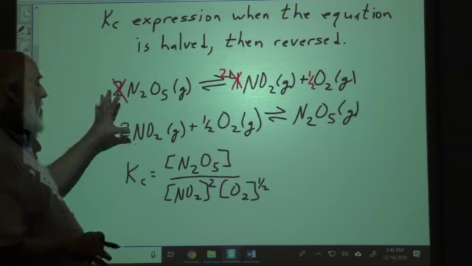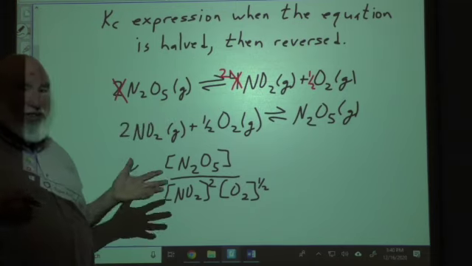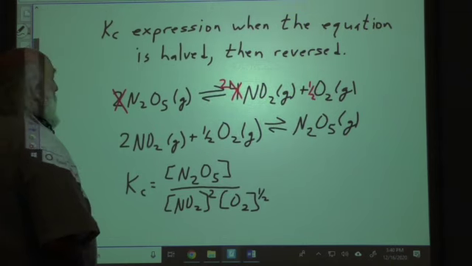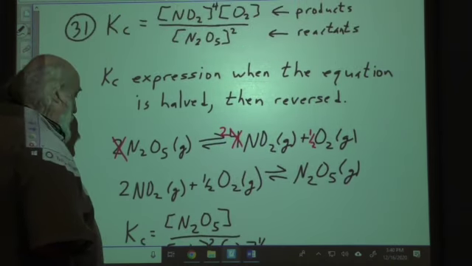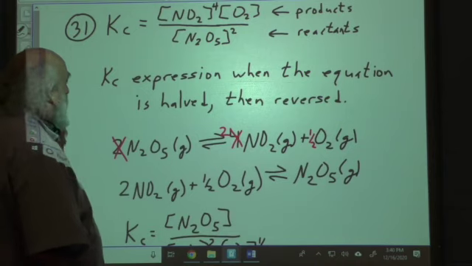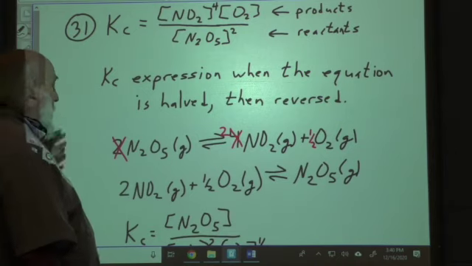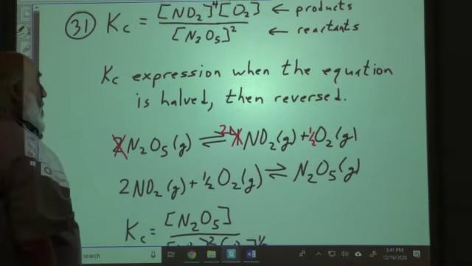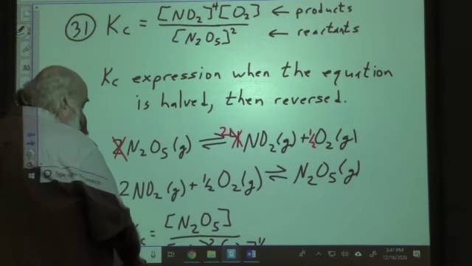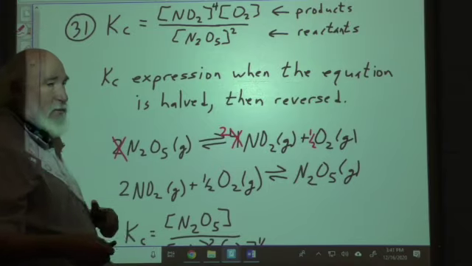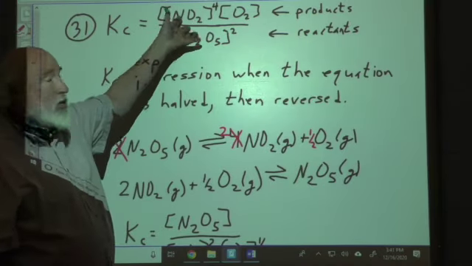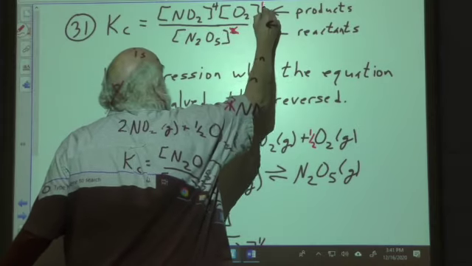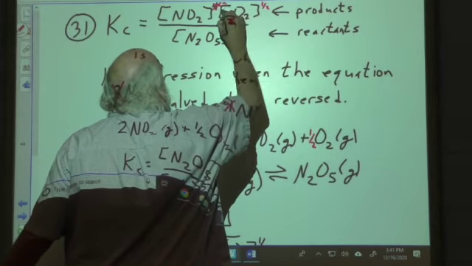However, did you have to go through this part here? No, you didn't. If you just follow the instructions, you'll see what I mean here. So it says here, Kc expression of the equation is half. Well, look what happened to the N2O5. It went from 2 to 1. All right, so because the coefficients get halved, that means the exponents of Kc is going to get halved. So that becomes 1, this becomes 1/2, and that becomes 2.